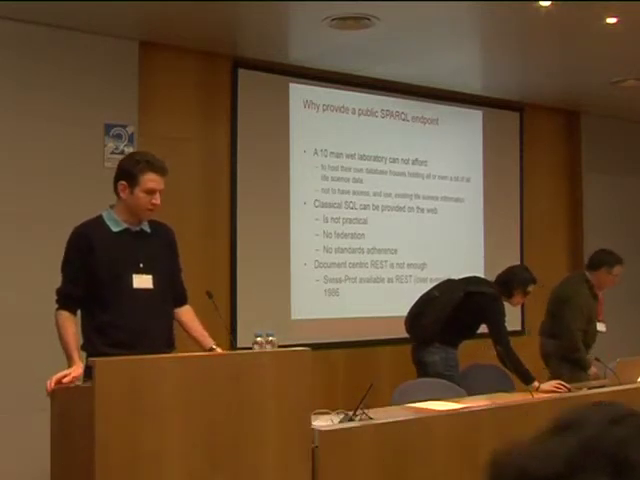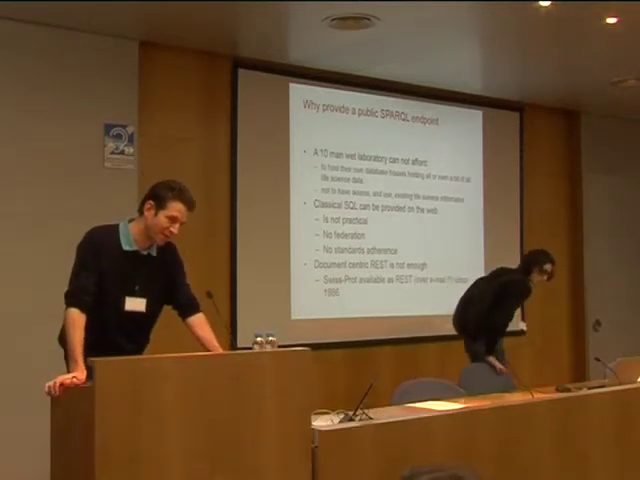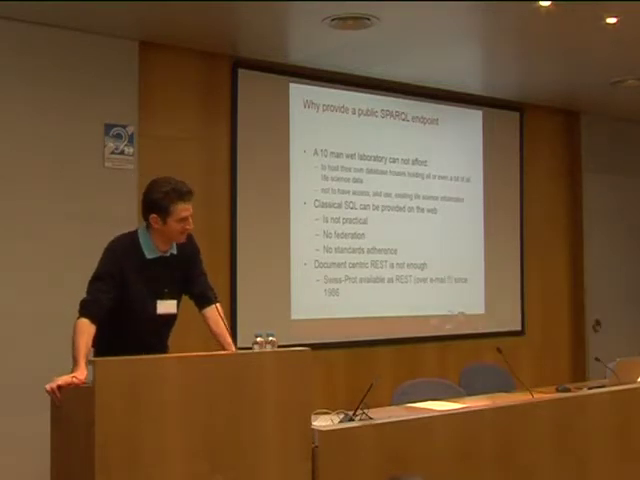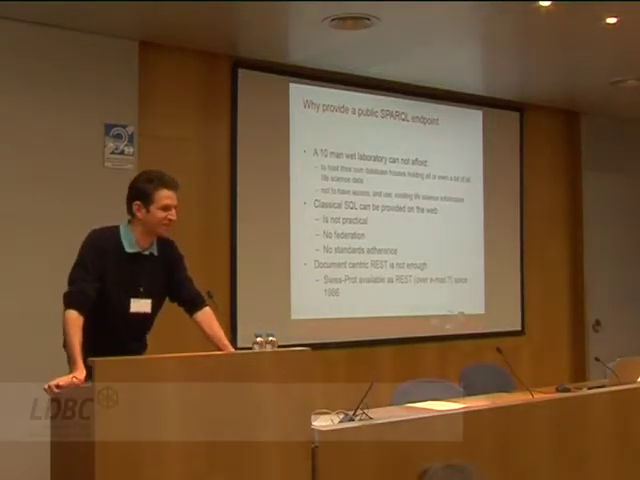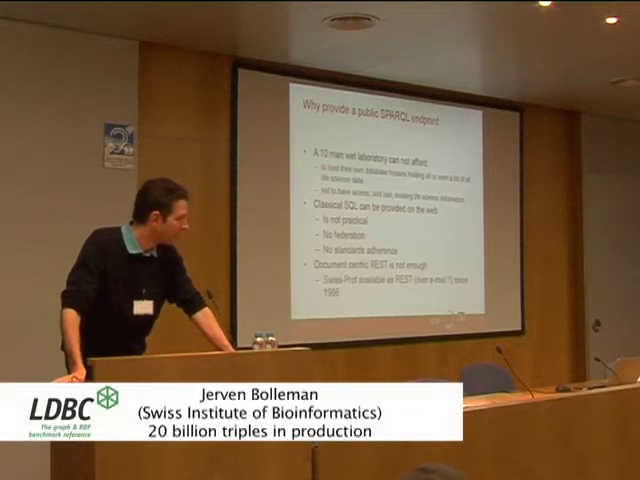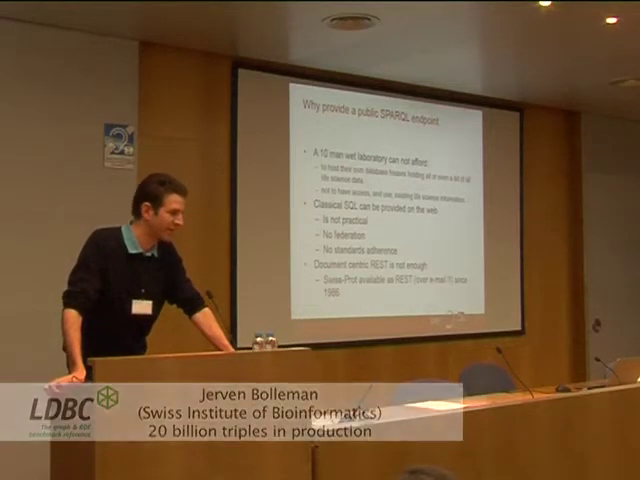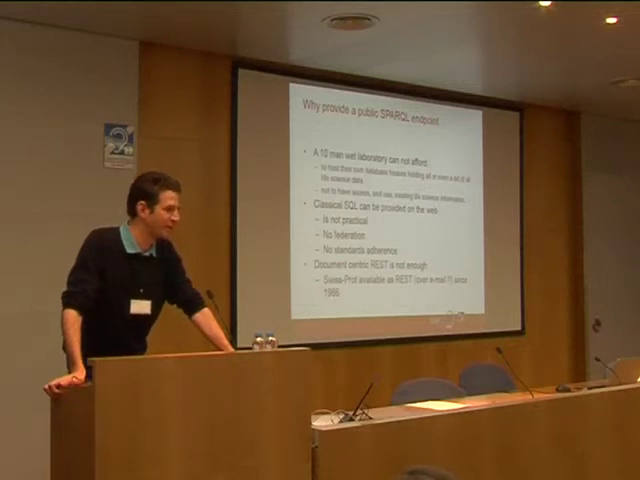But first the question is, why provide a public Sparkle endpoint? It's just a hassle, isn't it? I mean, the things crash, they never really run the way you want them to. But there's a very good reason. We're a public data source. We get funded by the scientific community and taxpayers to provide the data. If you can't get the data because we put it in our own private data warehouse, what was the point?